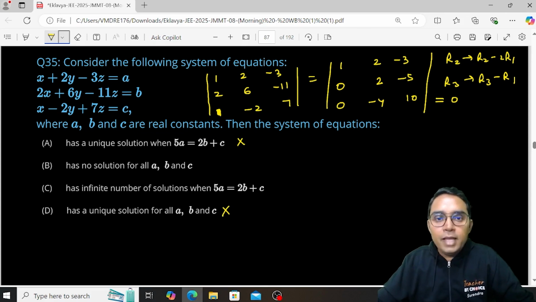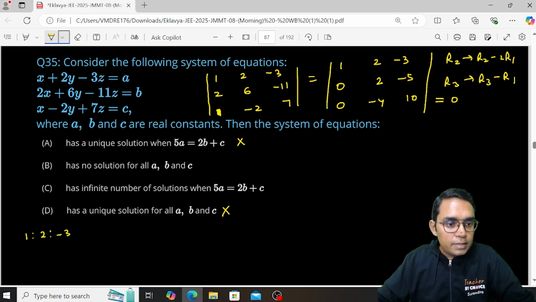You can do it with the help of the cofactor method or Cramer's rule, but I will tell you a different method. Please see, if this determinant is equal to 0, then look at the coefficients of x, y, z. In the first equation the ratio is 1 : 2 : -3. In the second one, it is 2 : 6 : -11, and in the third case it is 1 : -2 : 7.